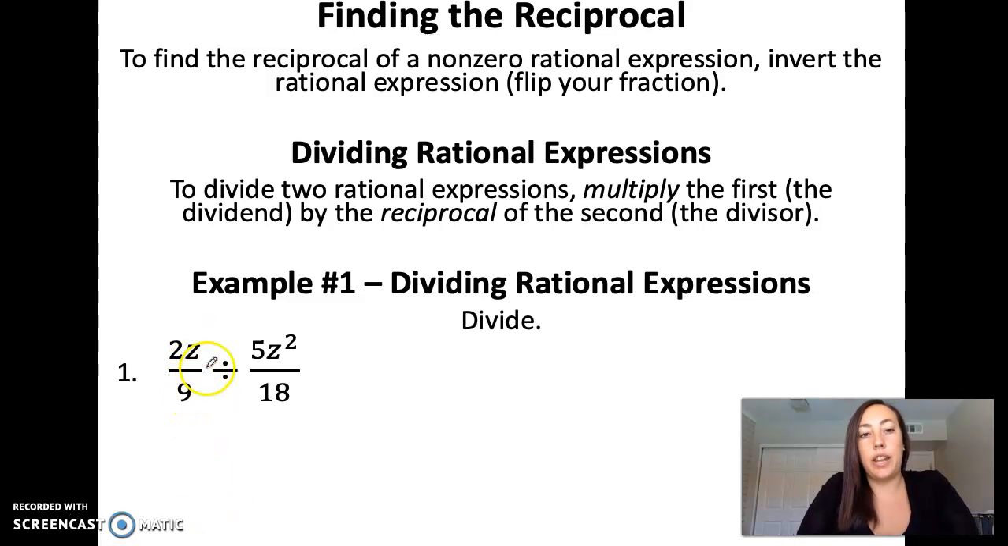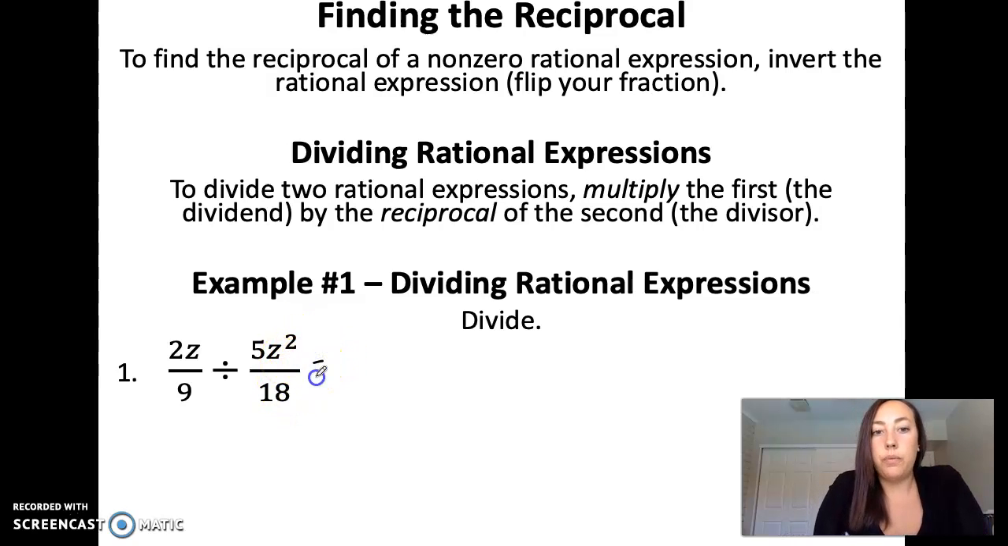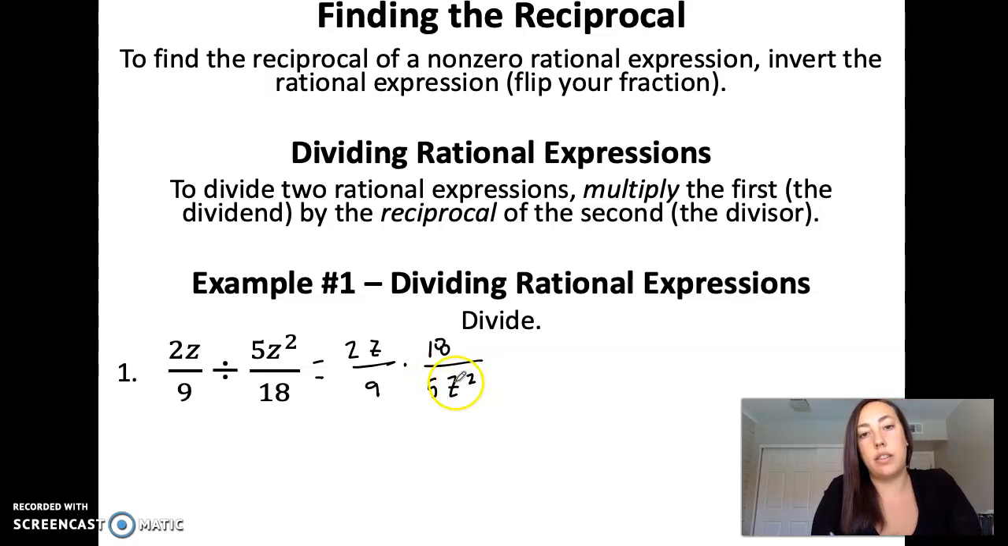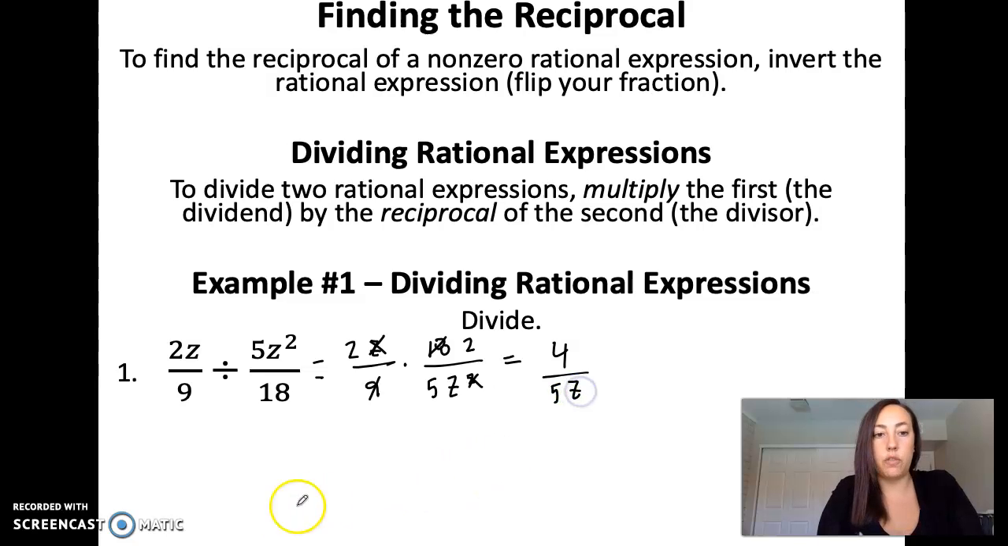So we have 2z over 9 divided by another fraction, 5z squared over 18. So the first fraction stays the same. We have 2z over 9, and we're going to multiply by the reciprocal of the second. So the 18 moves up top, and the 5z squared moves on bottom. And then you can cancel as you want. The 9 cancels with the 18 to give you 2. This z on top cancels with one of the z's on the bottom. So on top, we have 2 times 2, which is 4. And then on bottom, we have 5z. So 4 over 5z, that would be the simplified expression.